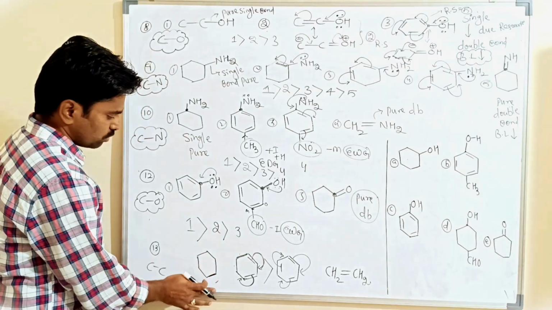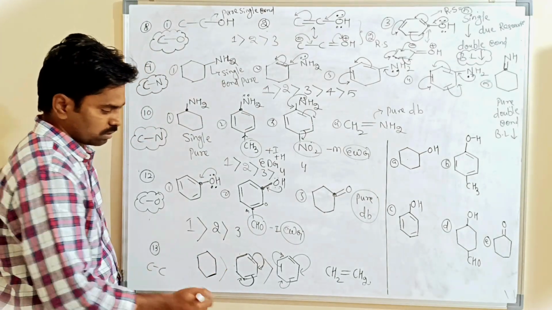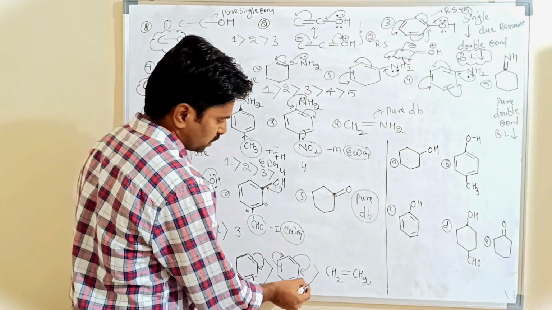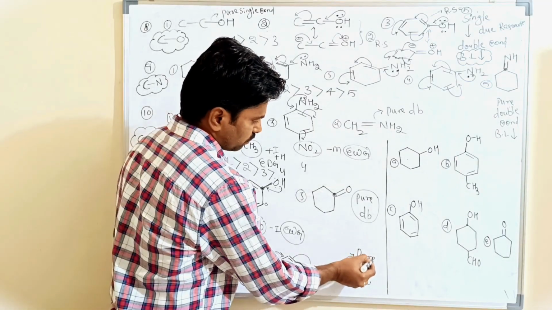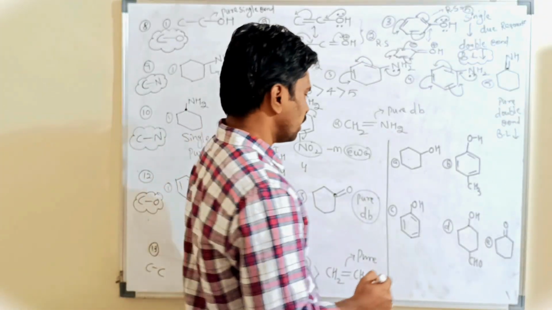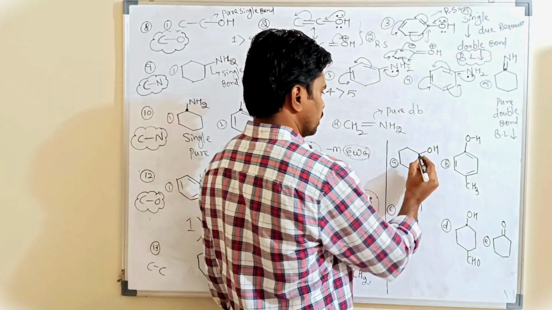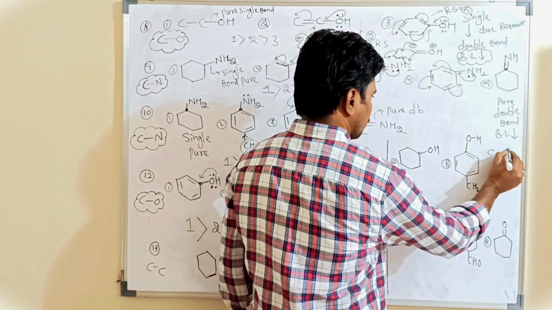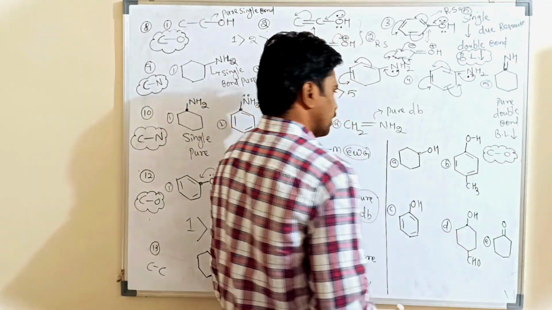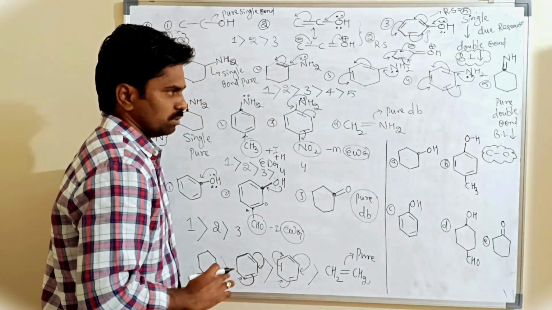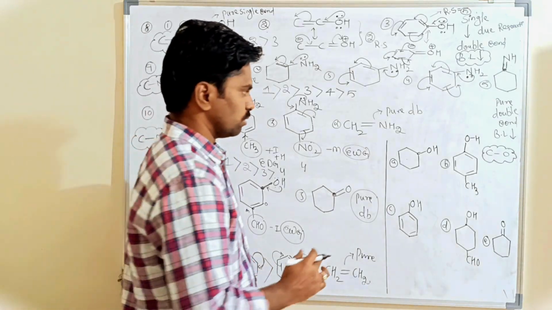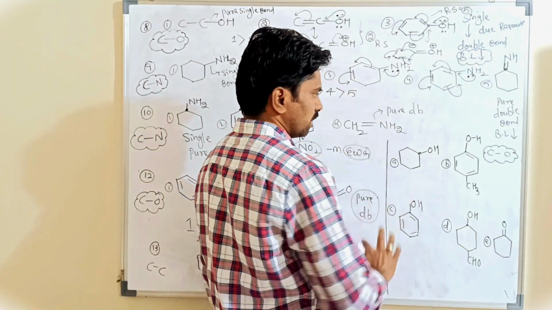So finally we choose the first option, which is a pure single bond, then the second option, then the third option, and this is a pure double bond also. This is shorter. And coming to this question, obviously your question is which carbon and oxygen bond length is more. So what we have to do is find out the bond length between carbon and oxygen.